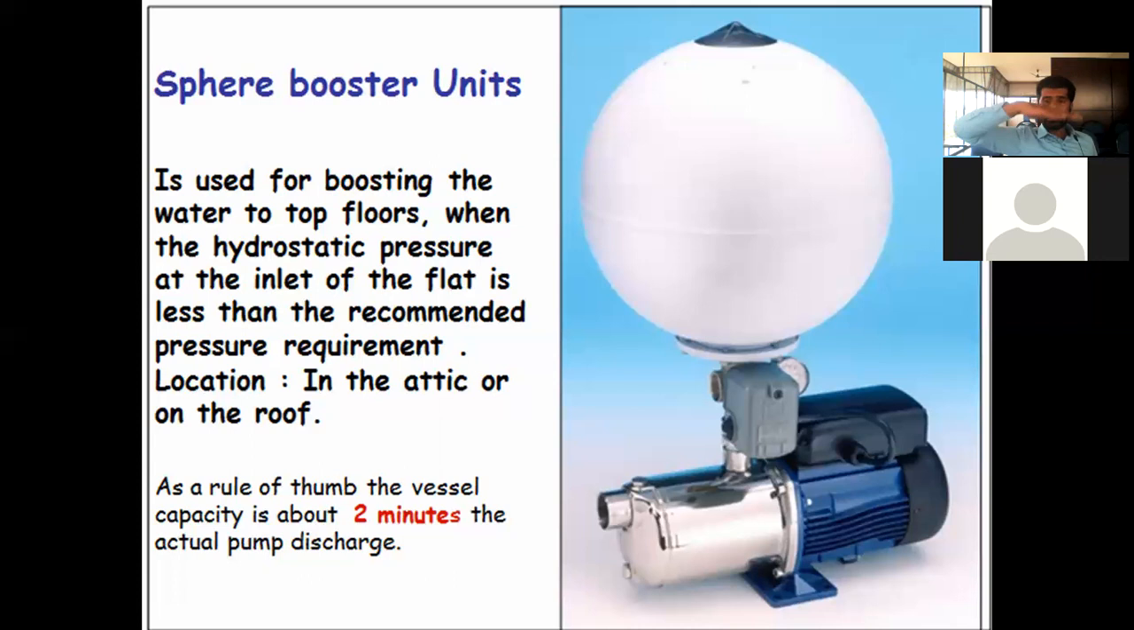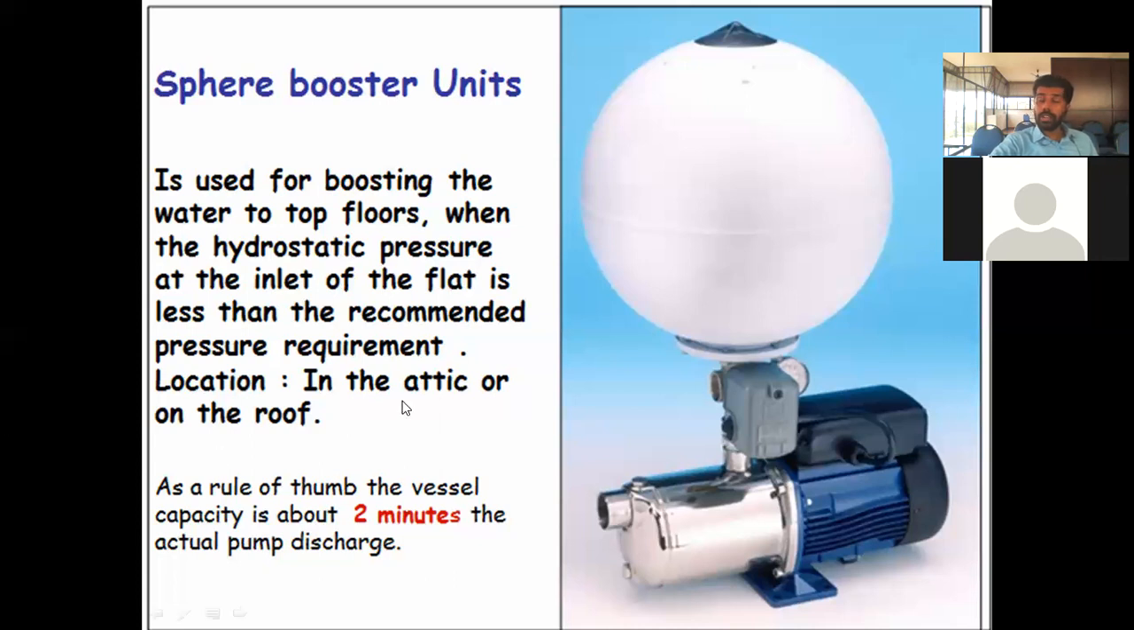The pressure will be very less only on the top floor, and below that floor you will have sufficient height by gravity. Or if you are keeping this booster pump at the ground level, you need not reach the top level, you just need a sufficient amount of pressure to reach the top floor. So to get that, we'll be using booster pumps.